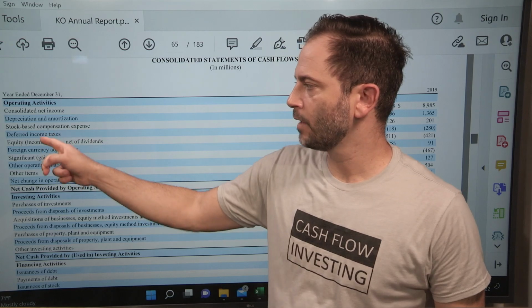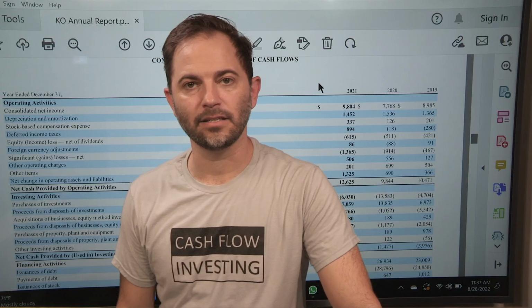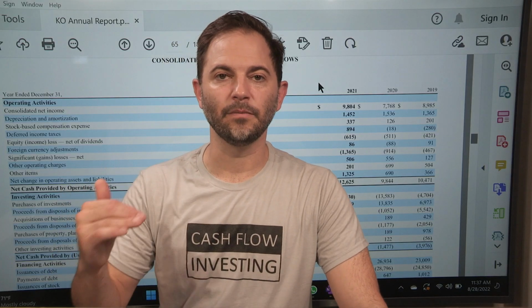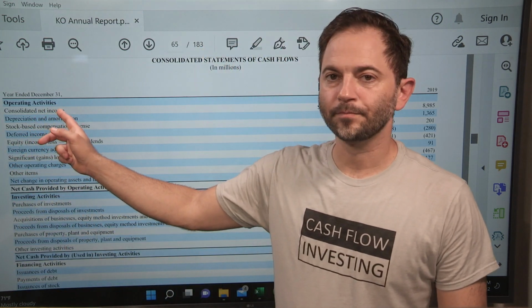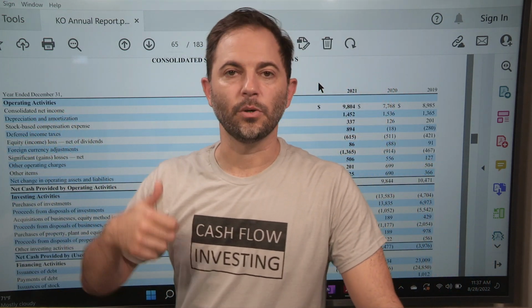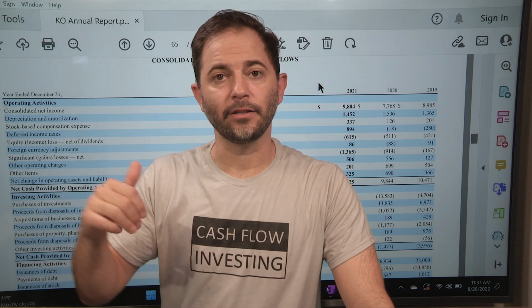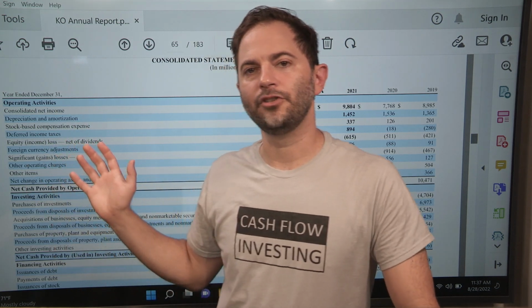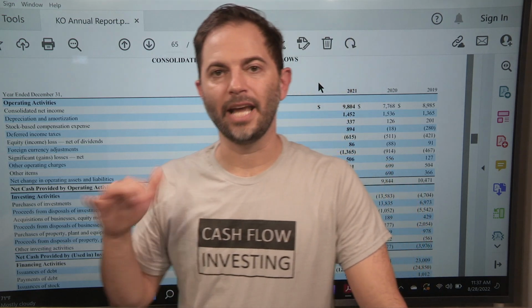It's a positive number. Deferred income tax is taxes that you expense on the income statement, so it's in the net income, but you didn't pay it in cash, so it's added back, or if you did pay it in cash, it's subtracted. The cash flow statement is generally positive for cash coming in, negative for cash going out.